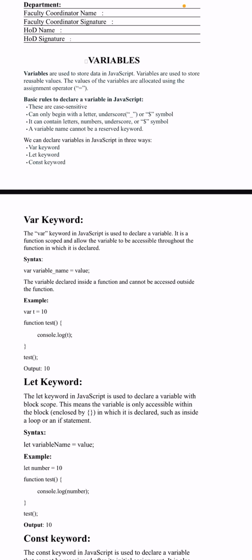Now I am going to discuss some concepts about JavaScript. Variables. Variables are used to store data in JavaScript. Variables are used to store reusable values. The values of the variables are allocated using the assignment operator.